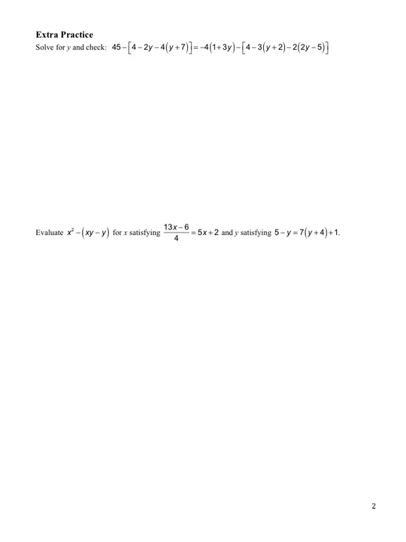Okay, I am going to first distribute, paying very close attention to the signs at the same time. So 45 minus 4 minus 2y minus 4y minus 28, be careful of those signs, equals negative 4 minus 12y minus 4 minus 3y minus 6 minus 4y plus 10. So I did a bunch of distribution. Now I'm going to combine like terms.